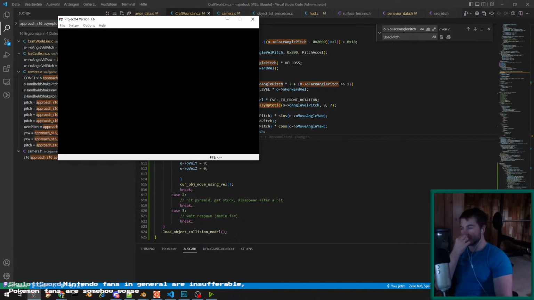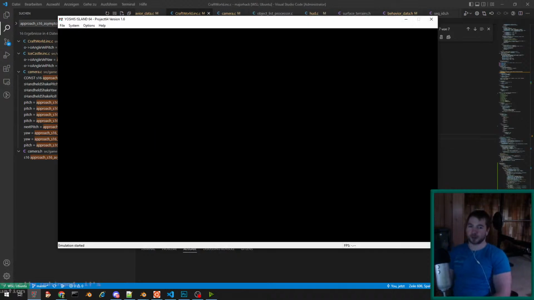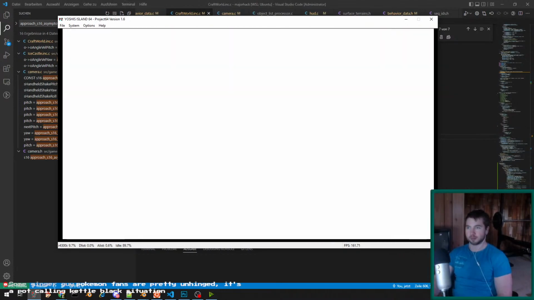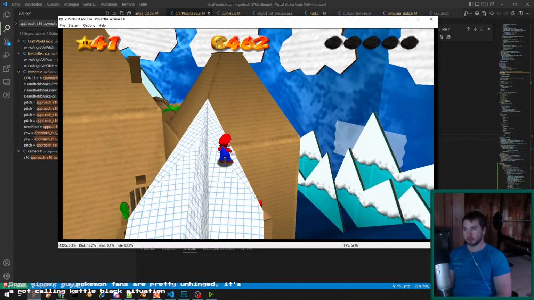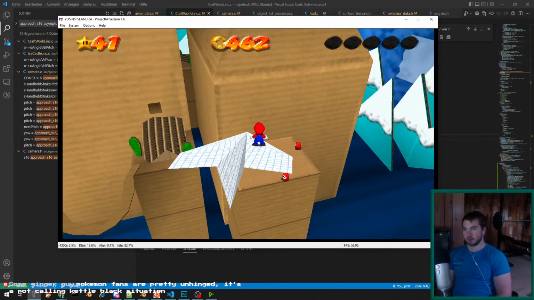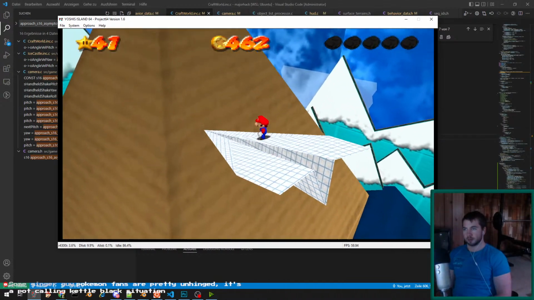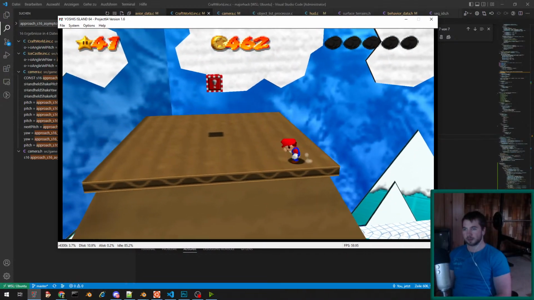Next is, do we shoot Mario forward when this happens? Because it would be kind of funny to see Mario fly forward, but also it kind of would make this more difficult to do. I think that's perfect.